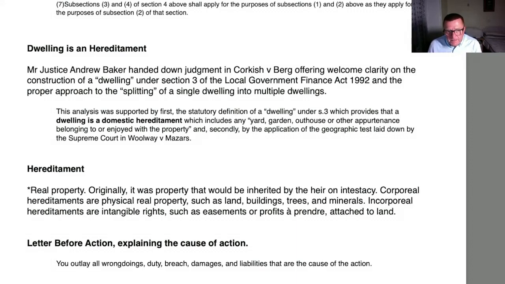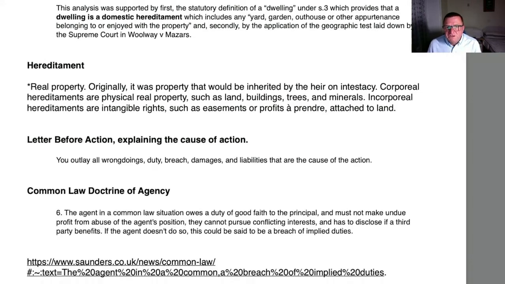Hereditament is real property. Originally, it was property that would be inherited by the heir on intestacy. So this is your estate, your land, right. Corporeal hereditaments are physical real property, such as lands, buildings, trees and minerals. Incorporeal hereditaments are intangible rights such as easements or profits à prendre attached to land. Your trust system, the entire trust system, is based on holding your right to land in trust. There is your right for reversion, both corporeal and incorporeal rights. There it is.